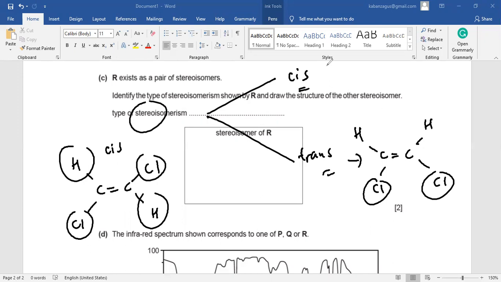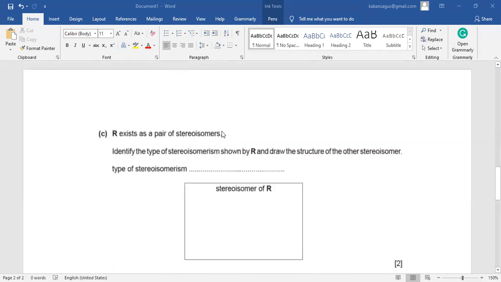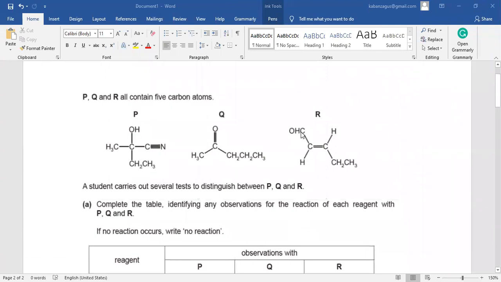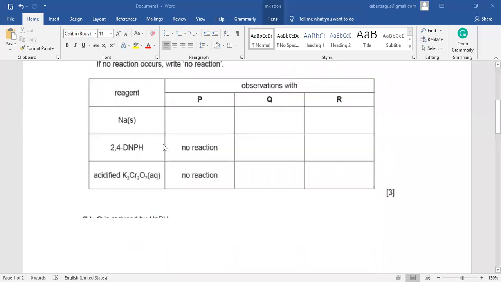Having said that, because it says that R exists as a stereoisomer, what's R? You can move up. R is basically this one, and this is the trans. Why trans? Because the positions of H, the same atom on this molecule, are on opposite sides. This hydrogen is on the top, while this hydrogen is at the bottom. So you can rotate this one by writing here. Let me just scroll down.